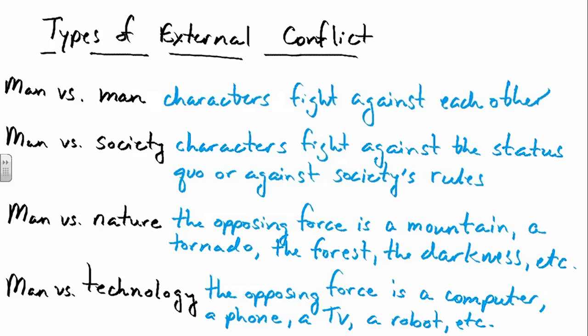There are 4 types of external conflict. We've got man versus man. That's where characters fight against each other. We've got man versus society, where characters fight against the status quo or against society's rules. Man versus nature, where the opposing force is a mountain, a tornado, the forest, the darkness, etc. And then man versus technology, and that's where the opposing force is a computer, a phone, a TV, a robot, etc.